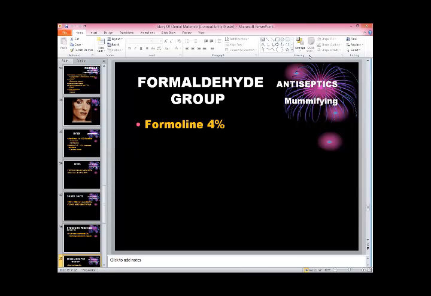And this antiseptic is a mummifying agent. We use it when there is some problem, especially in the pulpal tissue, and we cannot go for normal conventional root canal therapy. We mummify that particular area by applying this formalin group. It is a good antiseptic, and we also use formalin in the disinfection of the canals.